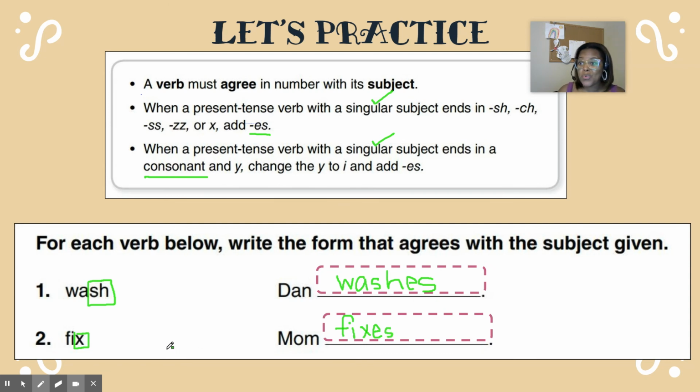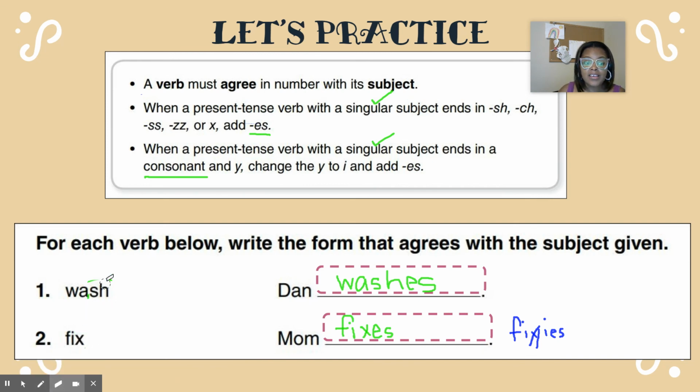If for some weird reason fix was spelled F-I-Y, just for example purposes, we would take out the Y and put IES. This is an imaginary word. If it happened to end in Y, we would take the Y out and add IES. But it doesn't. It ends in an X, so we just add the ES.